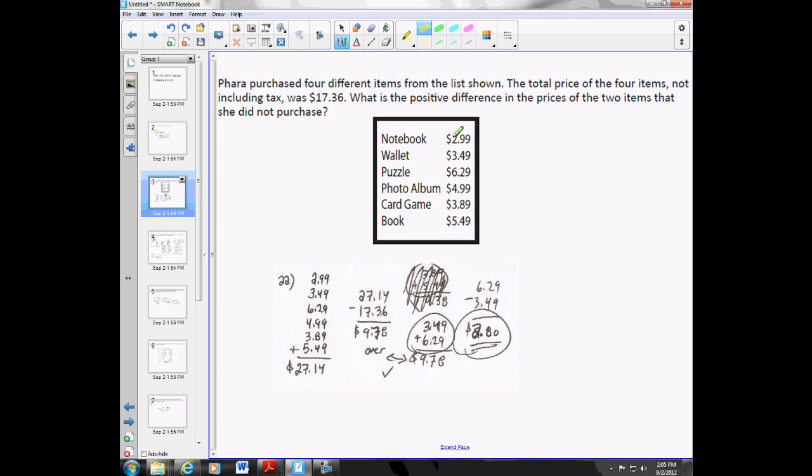So now you just have to pair these off until you can get the number 978. I tried a few there, and now I realized 349. If you add 349 and 629, that will give you the 978 that we need. Then it says, what is the difference in the prices of the 2 items she did not purchase? So you subtract those two, and that's how you get $2.80.